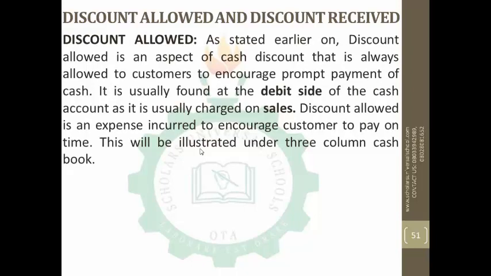Now when we talk about discount allowed, as earlier stated, it is an aspect of cash discount that is always allowed, from the word allowed. Discount allowed to customers. That is, you yourself are giving customers discount, you are allowing customers to take discount, to encourage payment of cash. And it is usually found at the debit side of the cash account, as it is usually charged on sales.